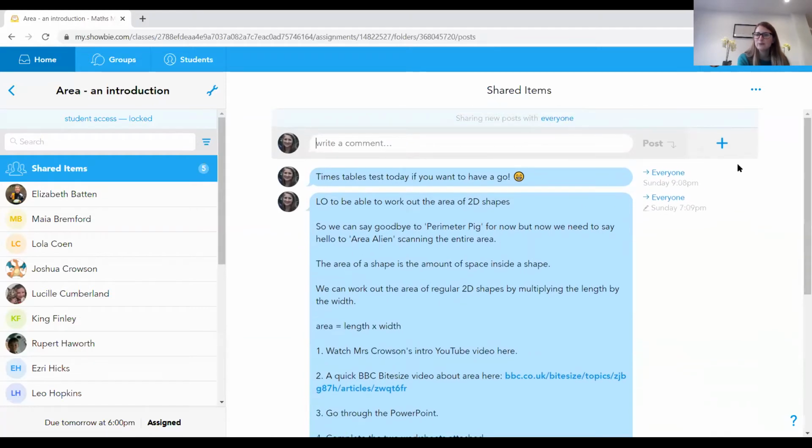Okay, so if you want to have a go at doing your times table test today, if you're still doing times tables or you're really up for it, then all your times tables are listed on the times tables bit.